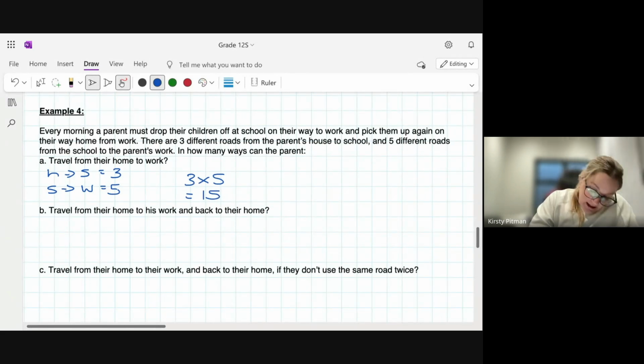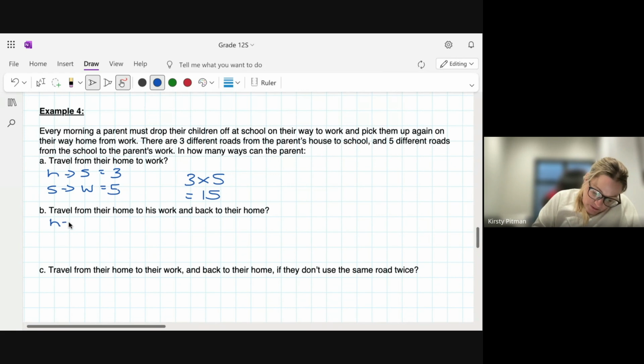Okay, now it says to travel from their home to his work and then back to their home. Again, remember, what's happening here? Are we going straight from home to work? We've got to stop over. We've got to stop over at school first. So let's go do the calculations.